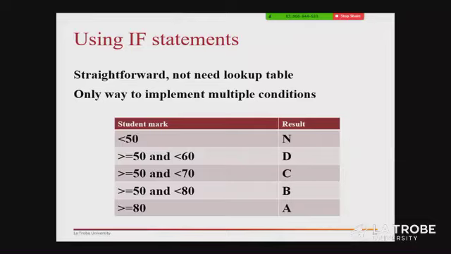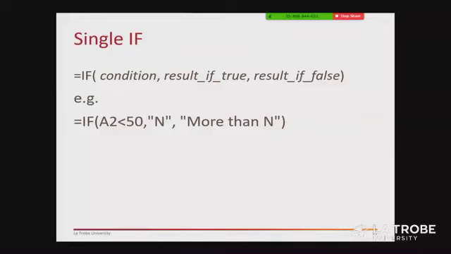So how do you do it with an if statement? The if statement is like that: if condition, result if true, result if false. For example, if A2 is less than 50, they get an N, and if it's greater than 50, they get "more than N". That's okay if you fail, you get an N. But "more than N" isn't going to satisfy all those people above 50, because they want to know the exact details of their result. So how do you change that "more than N" to D, C, B, or A?